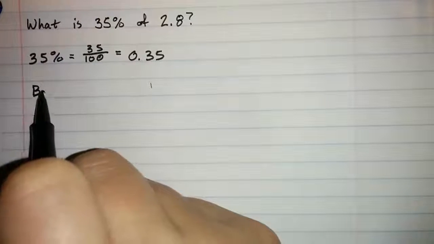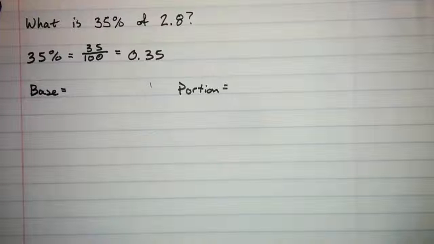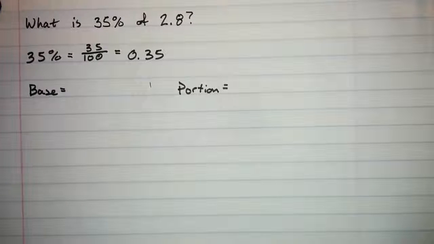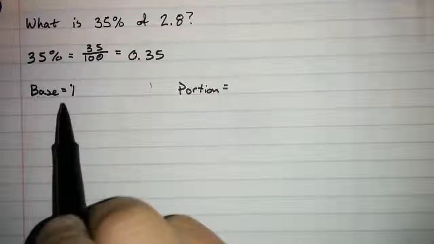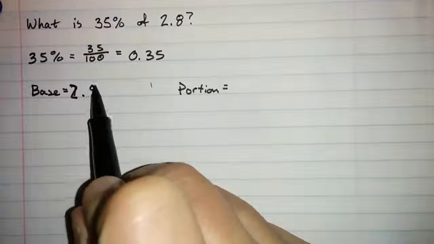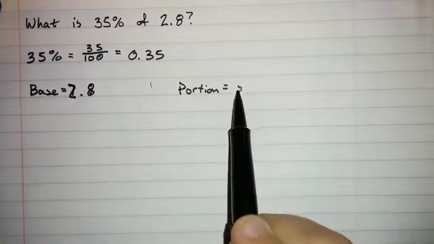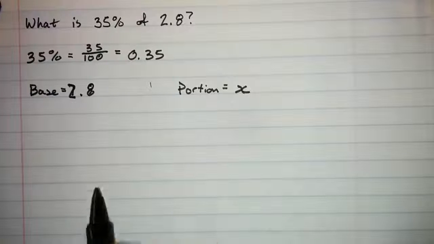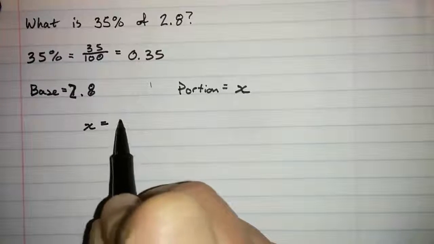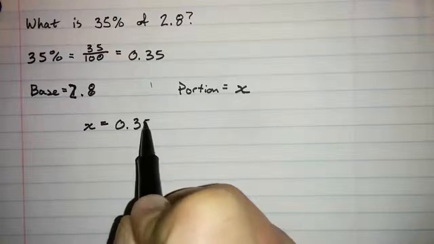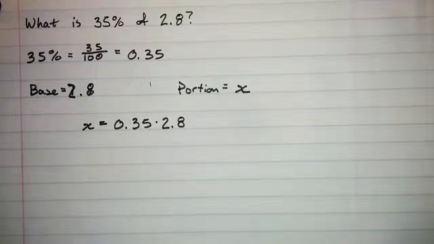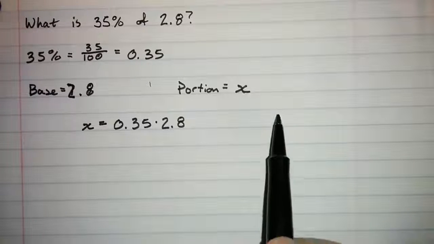Let's see. Looking at this story then, we need to decide, is 2.8 the base or the portion? Percent of 2.8 tells us that 2.8 is the base, which means the portion is what we're looking for. So the portion equals the percent expressed as a number times the base. Okay, now we just need to multiply.